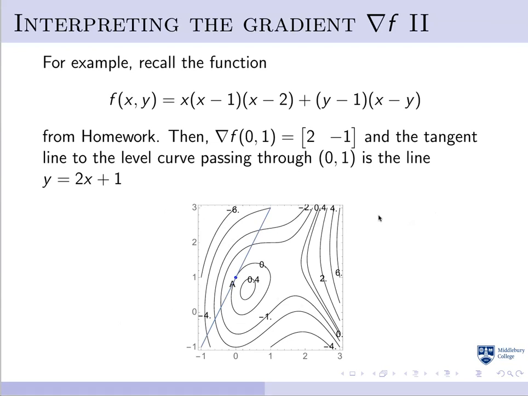For example, if we recall the following function from homework, then you will have already computed that the gradient vector of f at the point (0, 1) is the row vector (2, -1), and the tangent line to the level curve passing through (0, 1) can be computed to be the line y equals 2x plus 1. Here we see that this tangent line is certainly tangent to this level curve.